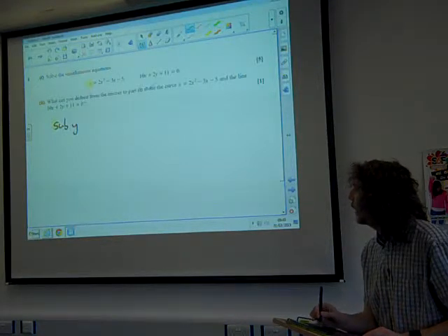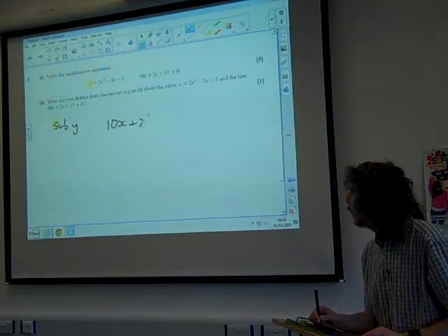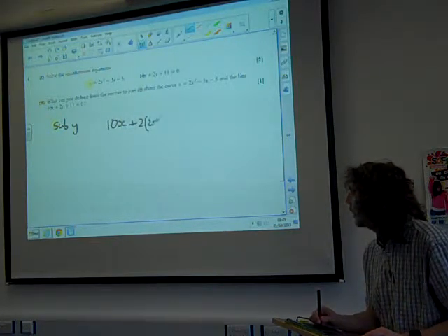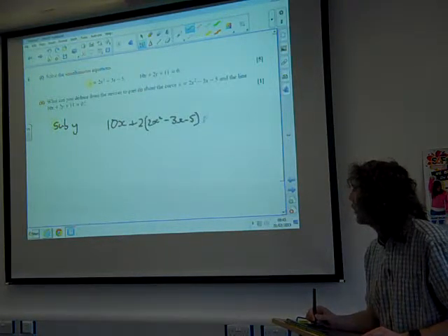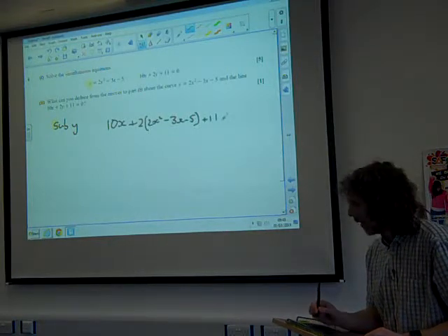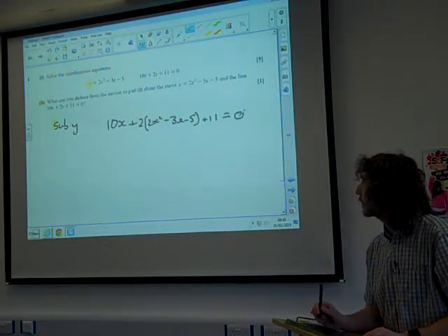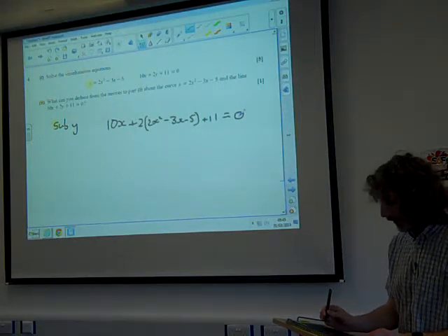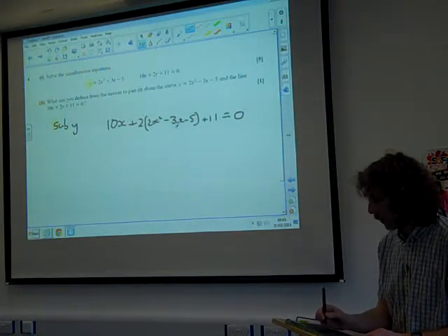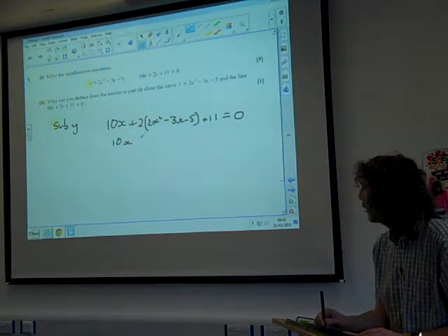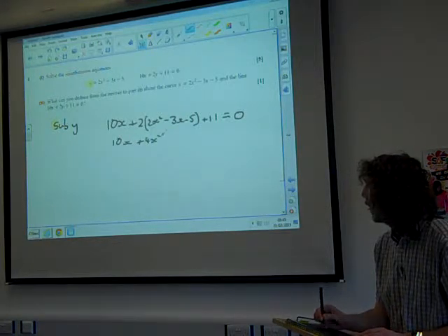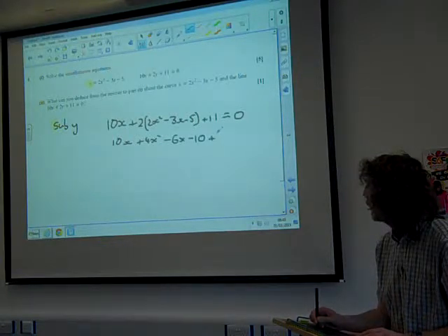we're going to substitute y in the second equation and get 10x plus 2 times y, but we now know that y is 2x squared minus 3x minus 5. And then we've got a plus 11, and that whole thing is equal to 0. So we need to tidy up. We expect that this is going to leave us with a quadratic equation to solve eventually. I'll take a couple of lines out of this. 10x plus 4x squared minus 6x minus 10 plus 11.